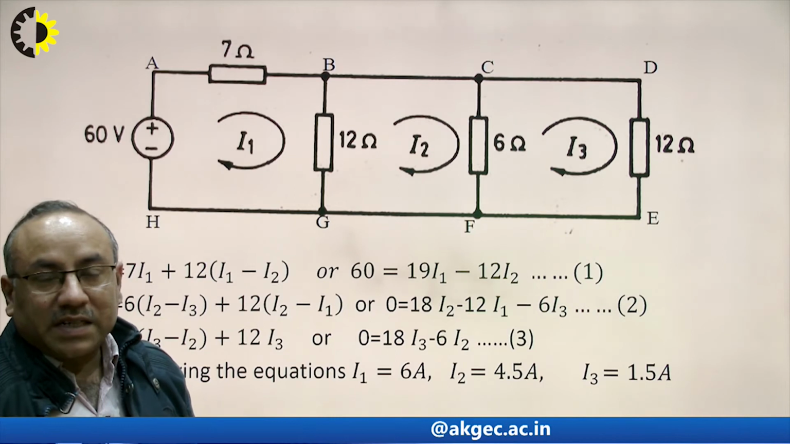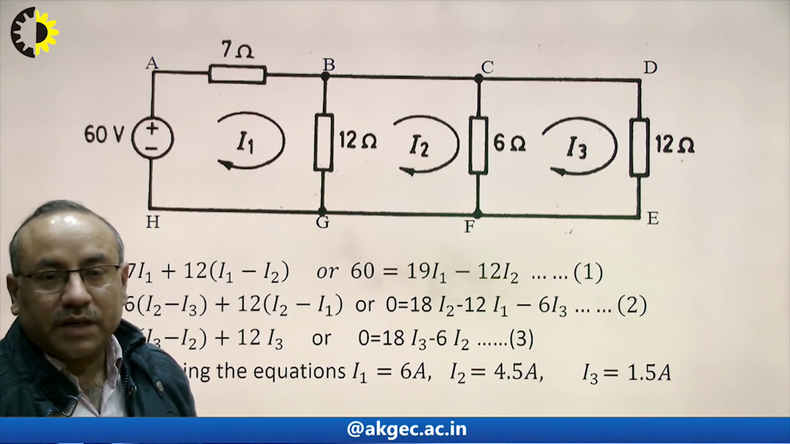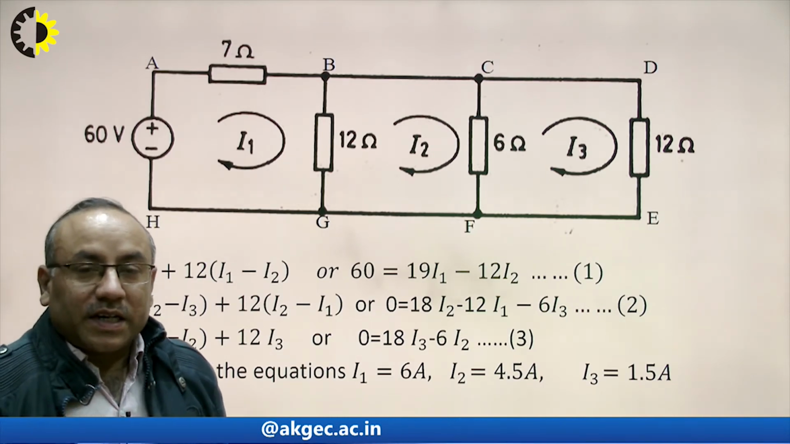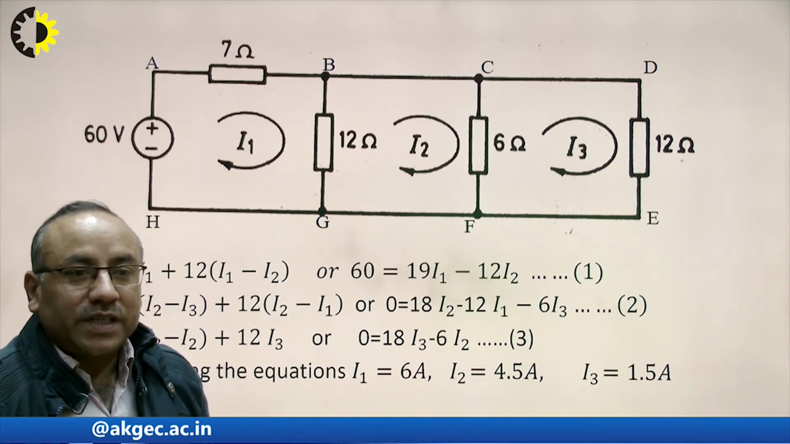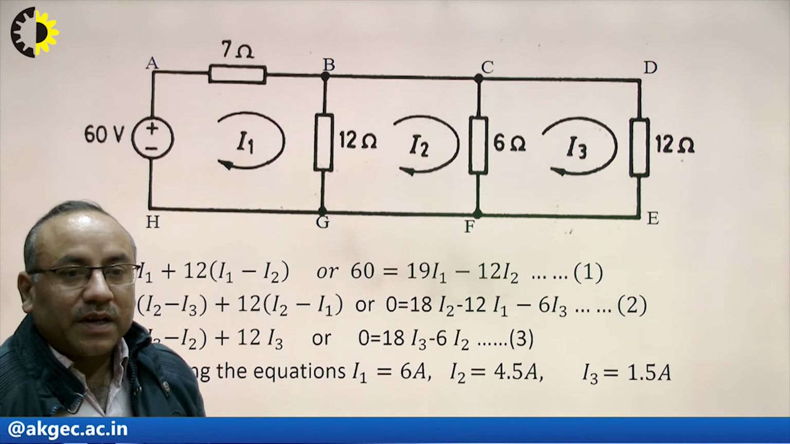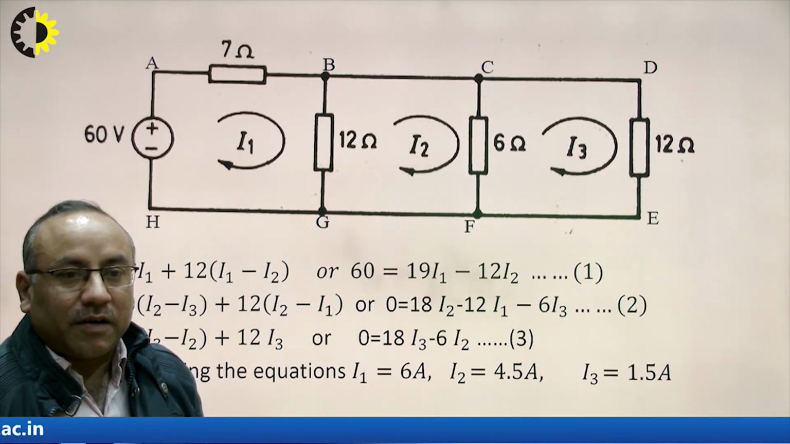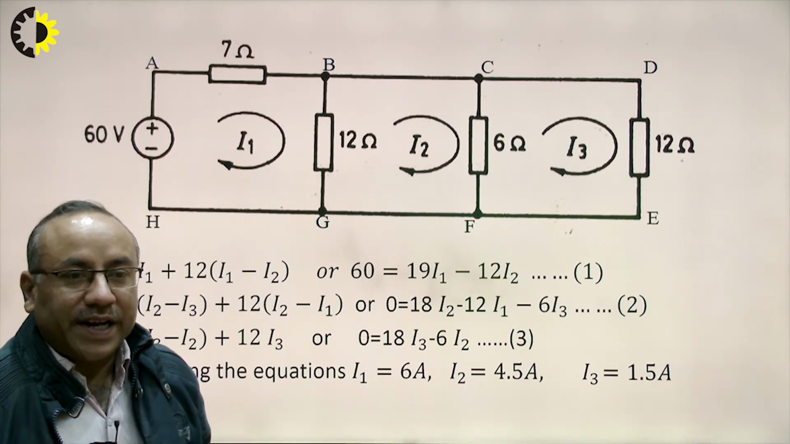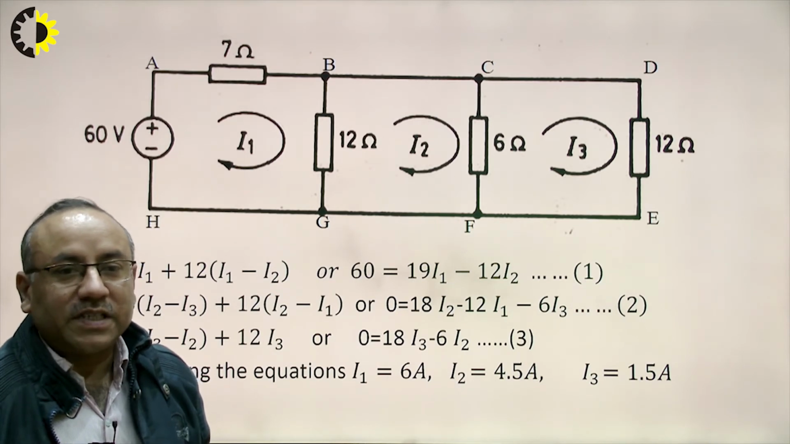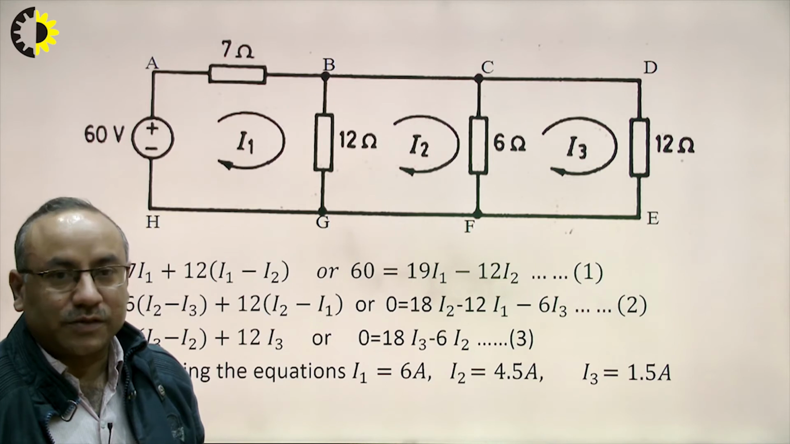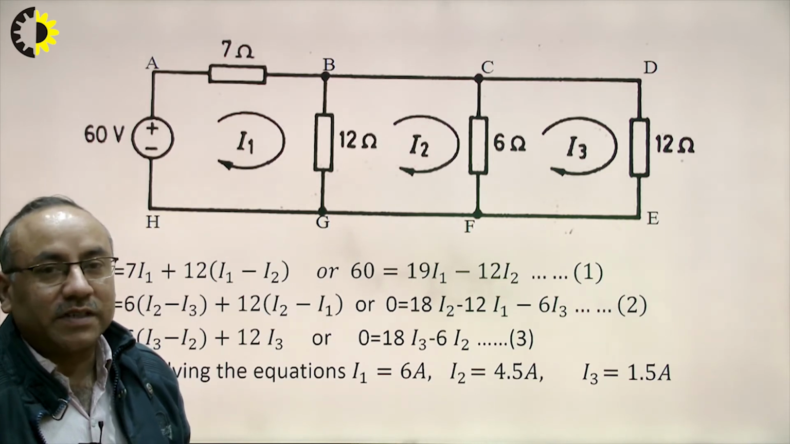Similarly, in mesh number 3, the equation with the help of KVL becomes 0 equal to 6 times (I3 minus I2) plus 12 I3, or 0 equal to 18 I3 minus 6 I2, and one side of the equation is 0 in this case also. Again, as in the second mesh case, there is no active element or voltage source in this third mesh also. That is why one side of the equation is 0.